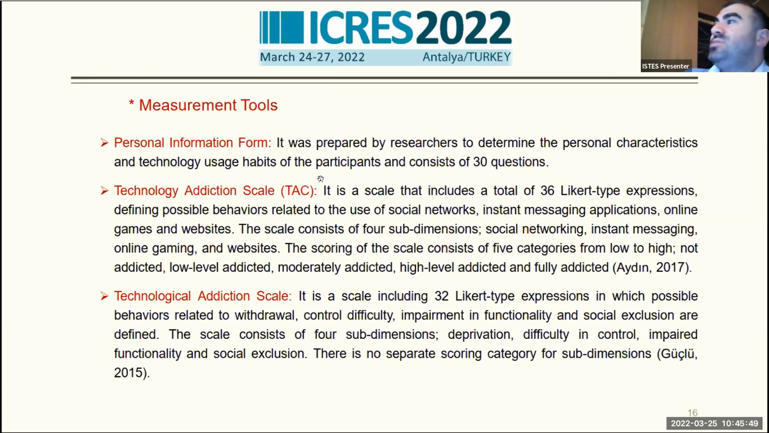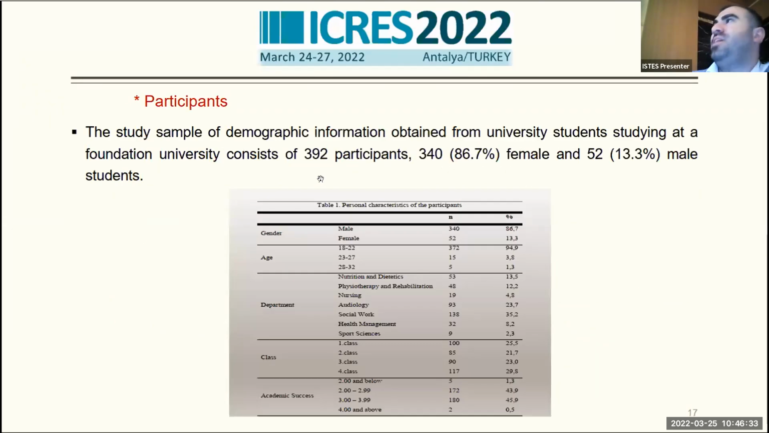And another one is the technological addiction scale. This is about the psychosocial aspects of this addiction situation. The first one is about whether you are addicted or not. But the second one, the technological addiction scale, is about the aspects. For example, you may have deprivation. You may have difficulty in control. You may have impaired functionality or social exclusion. This tool measures those dimensions. So briefly, that is the profile of participants. We also give much more information in the full article.